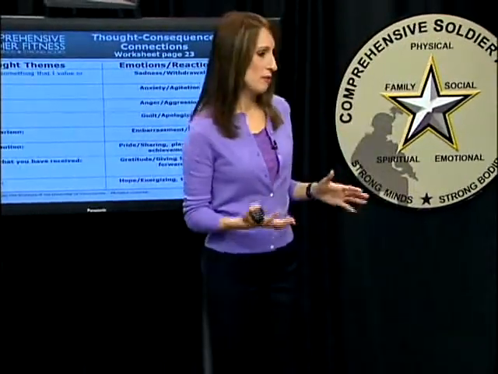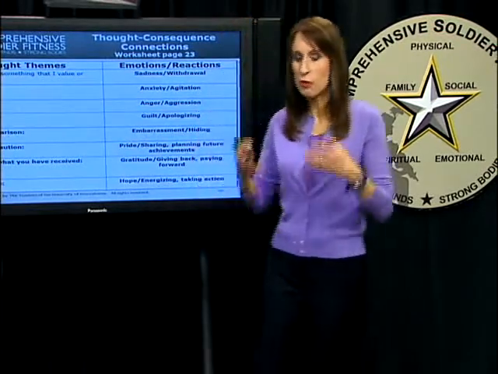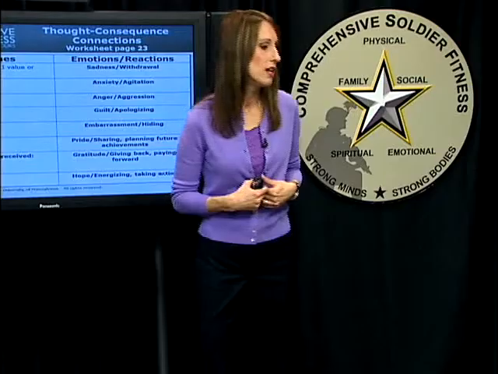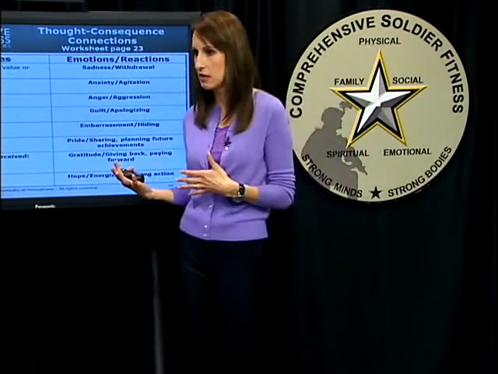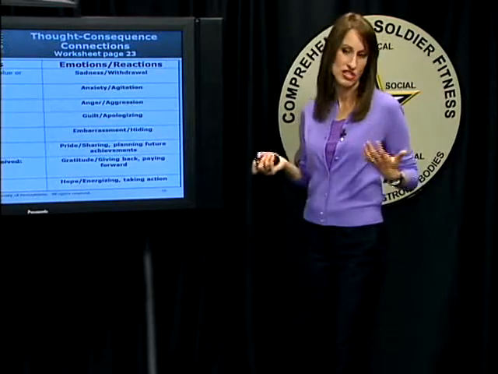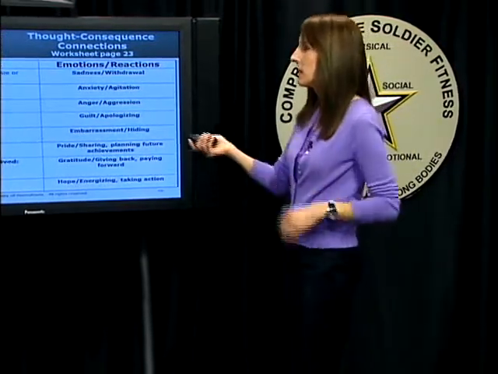If my heat of the moment thought is about danger, if I listened to what I was saying in the heat of the moment, and I would code that as being about danger, and by danger I mean something bad might happen or there's a threat, well, the thought theme of danger is going to lead to the emotion of anxiety or nervousness or fear. And it's going to lead to reactions in the agitation category, like maybe my heart will be pounding or maybe I'll be pacing. So the thought theme of danger leads to the emotion of anxiety and reaction of agitation. All right? Let's do another one.